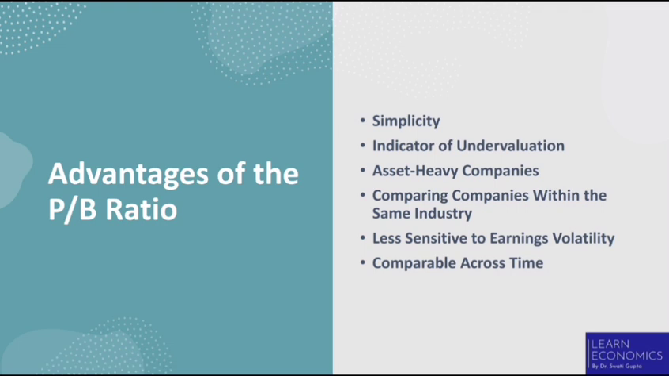Third, asset heavy companies. The PB ratio works best for companies that have significant tangible assets such as real estate, banking, manufacturing, and utilities. In these industries, assets are a leading factor of value.